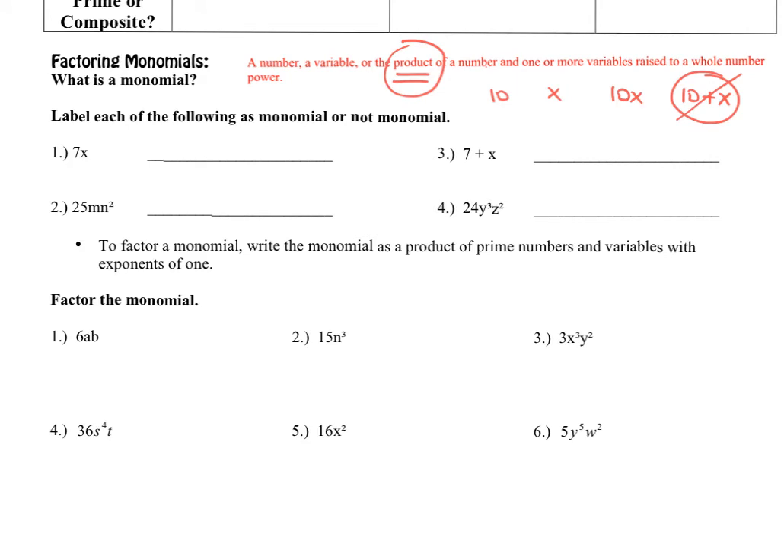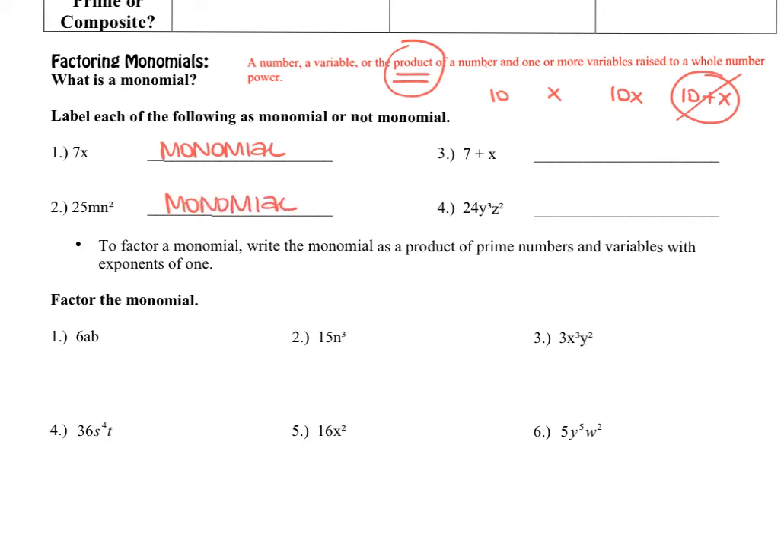Okay, let's try to identify a few more. It says label each of the following as a monomial or not a monomial. Number 1, we have 7x. This would be a monomial. The reason is we have the product of a number and a variable. Number 2, moving down, is 25mn squared. Well, we have a number, and we actually have two variables there, but that's okay. That is still a monomial.